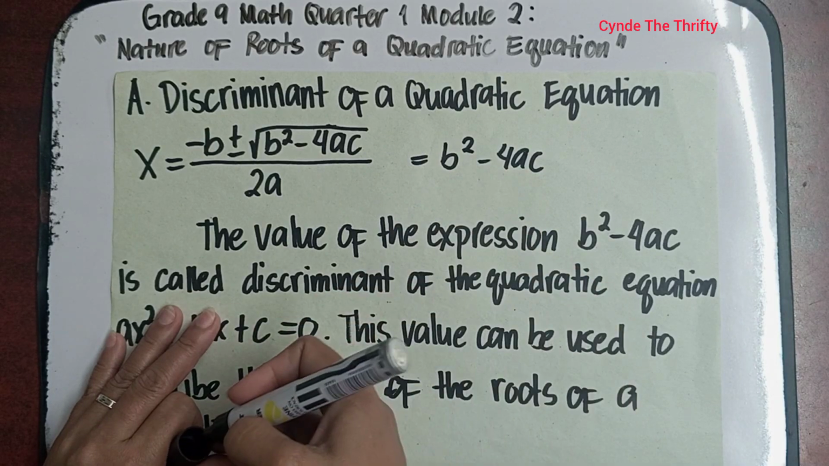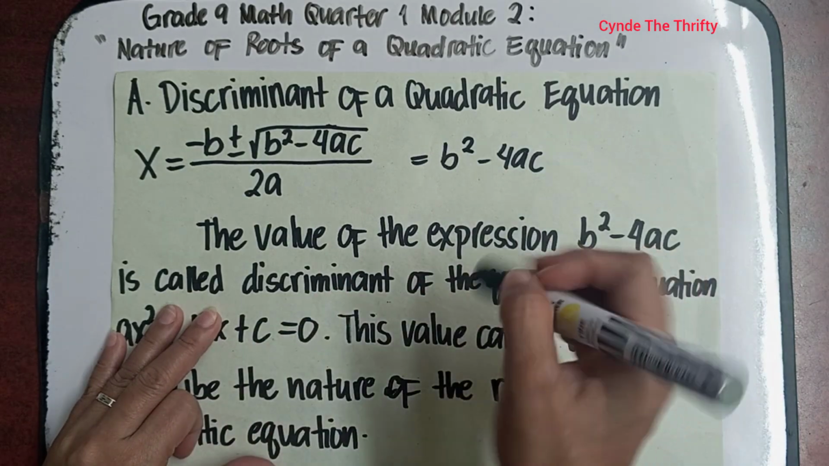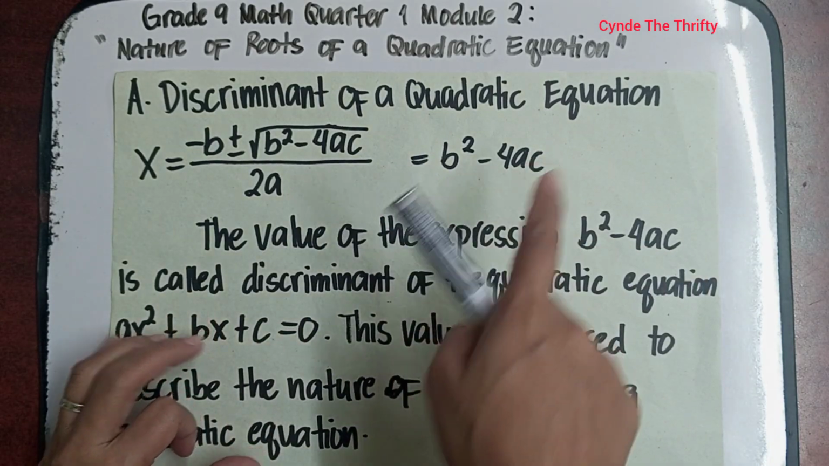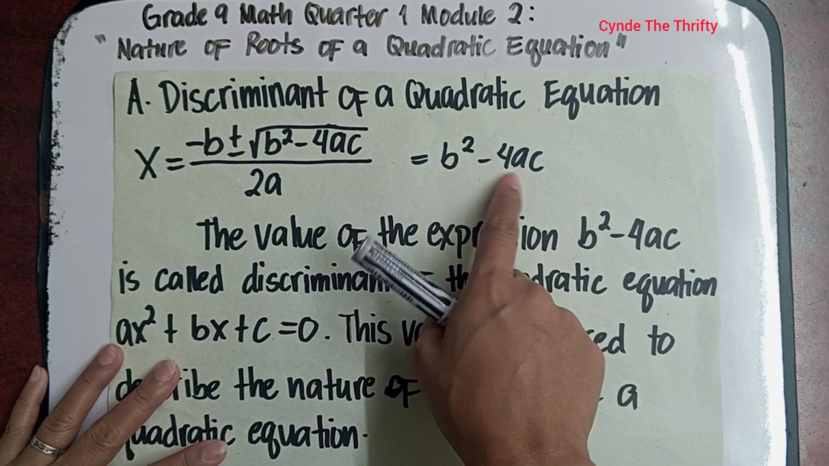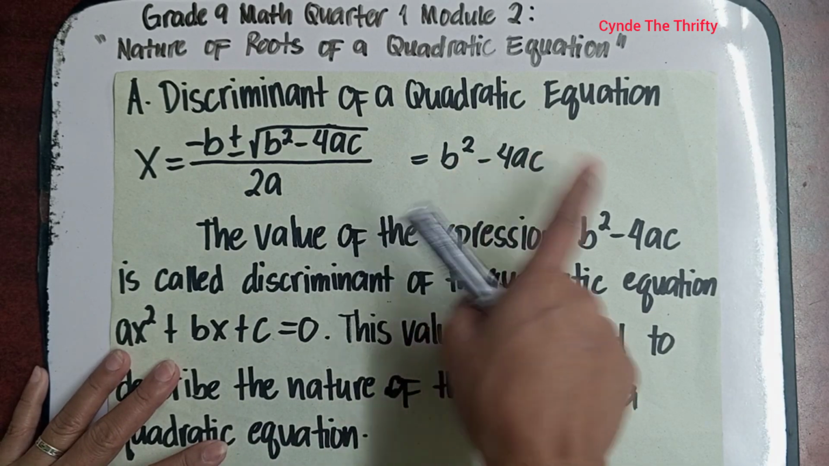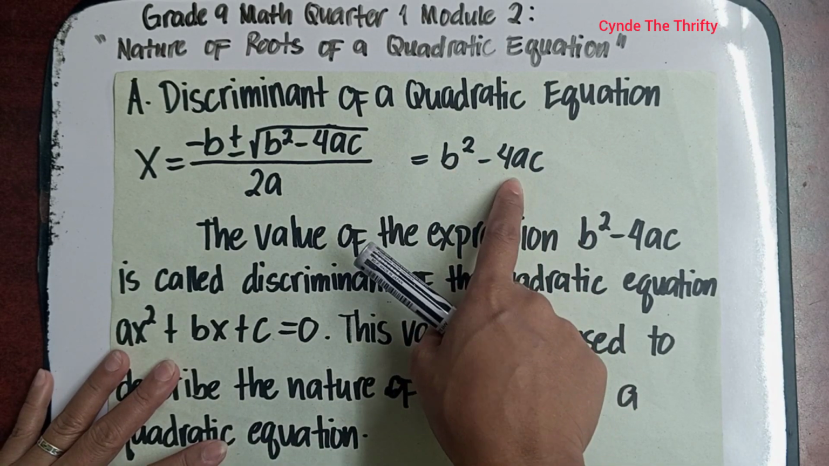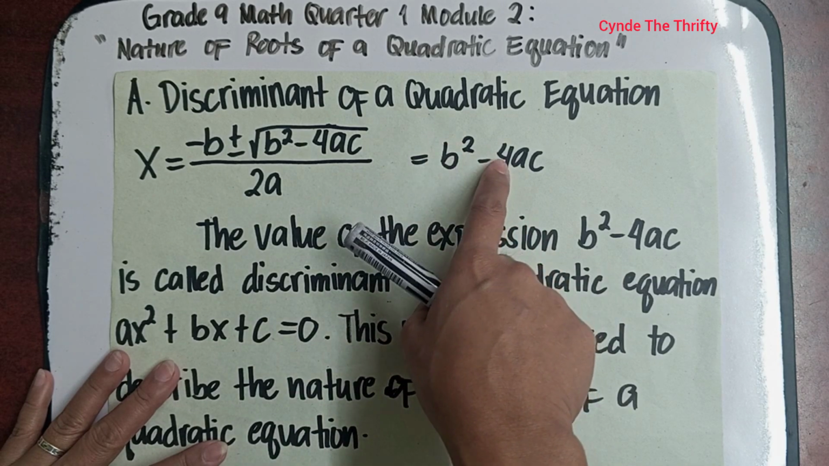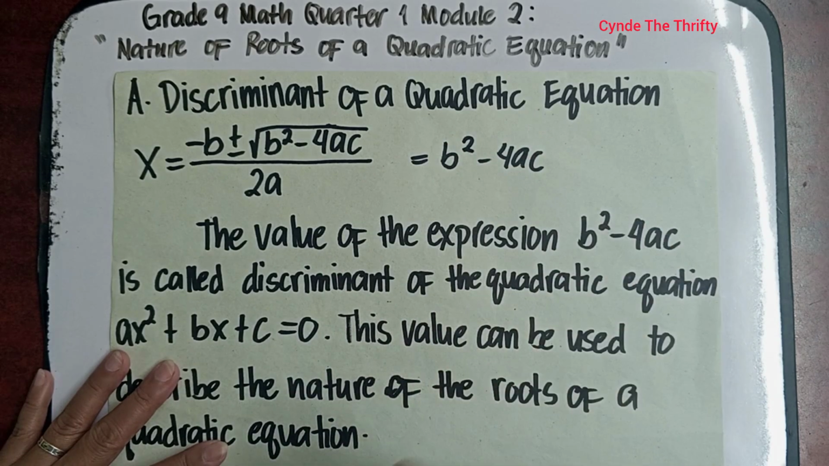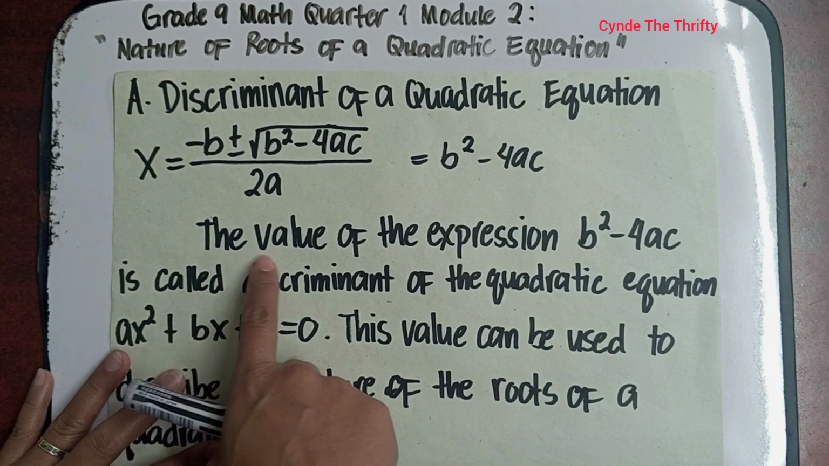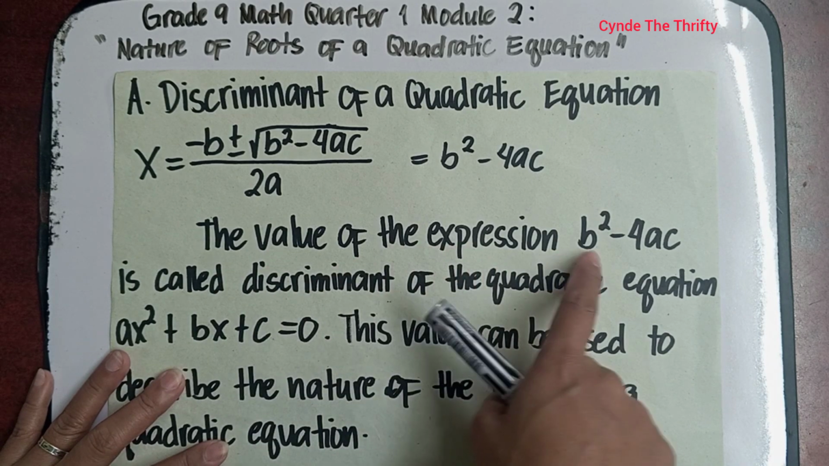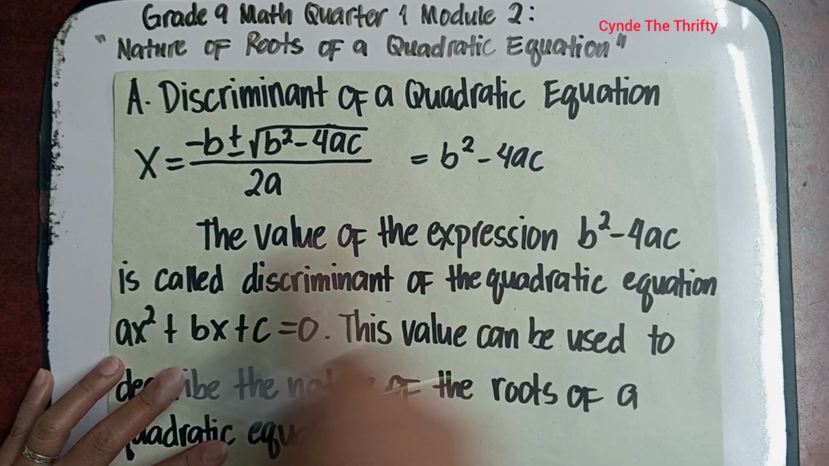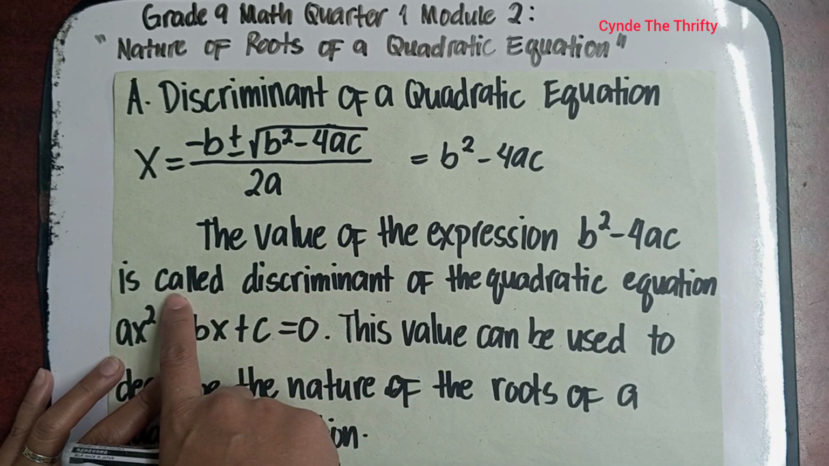Napaka-importante nito para makalculate natin ang roots ng ating equation. Ang value din ng ating discriminant, so for example, nag-solve ka ng discriminant, pwede mo siyang gamitin para ma-describe mo ang nature ng roots ng iyong quadratic equation. So ito yun siya. The value of the expression b squared minus 4ac is called discriminant.